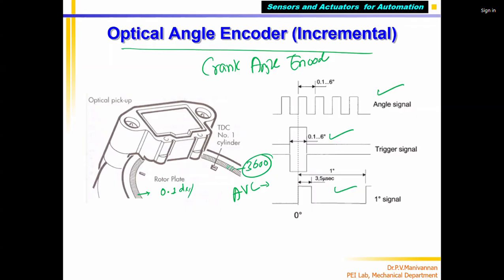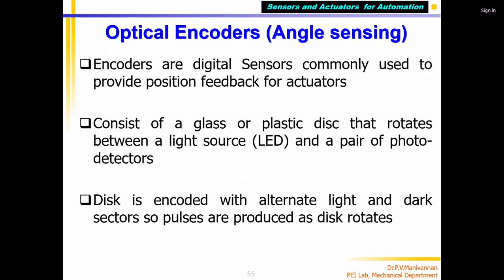It produces three signals so that you know where the TDC is. The signal will be aligned with the TDC signal, and this gives the angle, how many degrees the crankshaft has rotated. So here they are using an incremental encoder, correct, for measuring theta and controlling the engine firing angle, when to give the spark, when to give the fuel injection, in diesel engines, all these things. This is an incremental encoder.